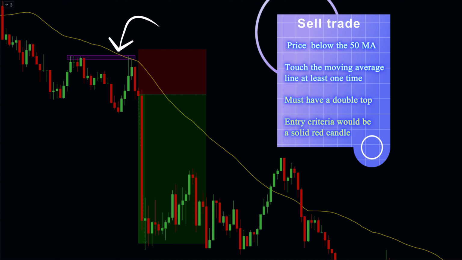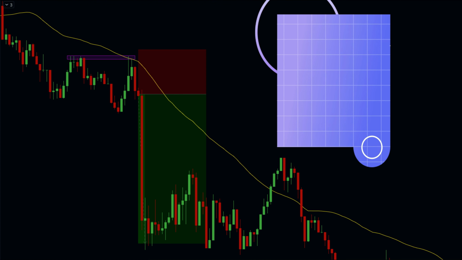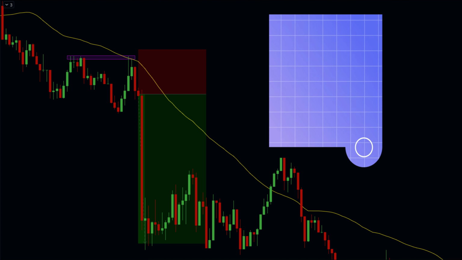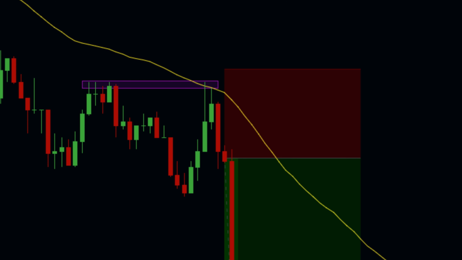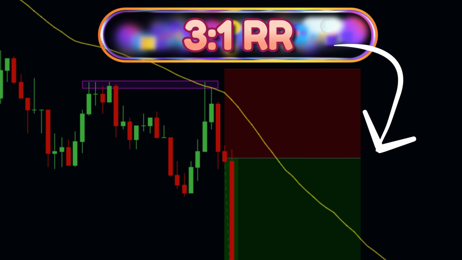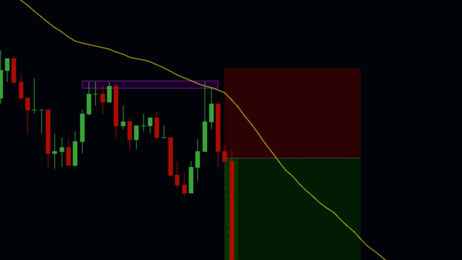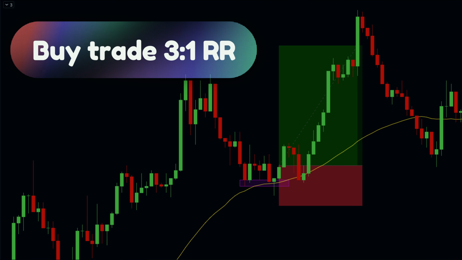When all these criteria are met, we only need the entry criteria before entering into the trade. This entry criteria would be a solid red candle that indicates a further downtrend like this one. Again, we would place a trade like this with the stop above the swing high and with a very good risk to reward, and the trade pushed down and hit the target. Here are some other examples of using this strategy.